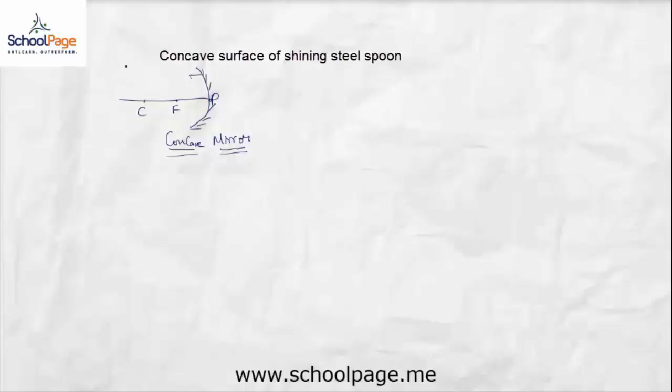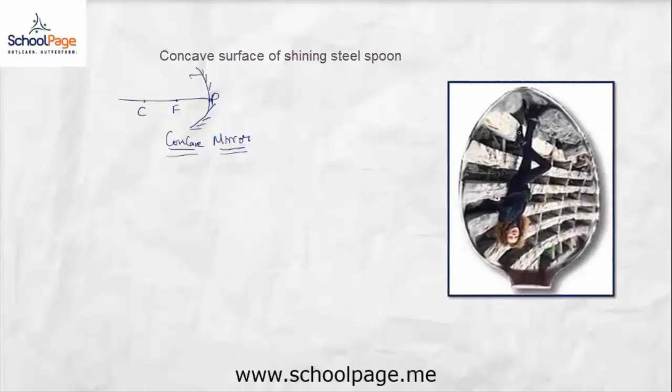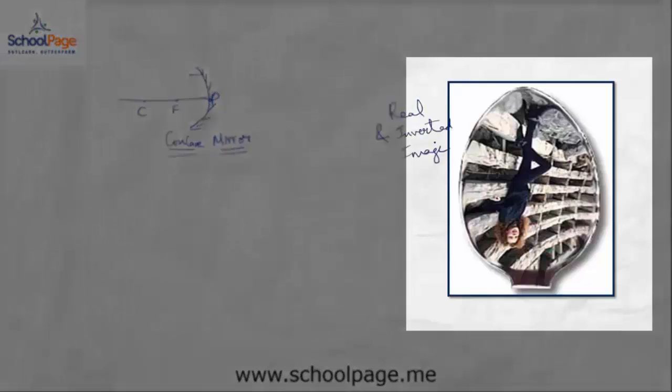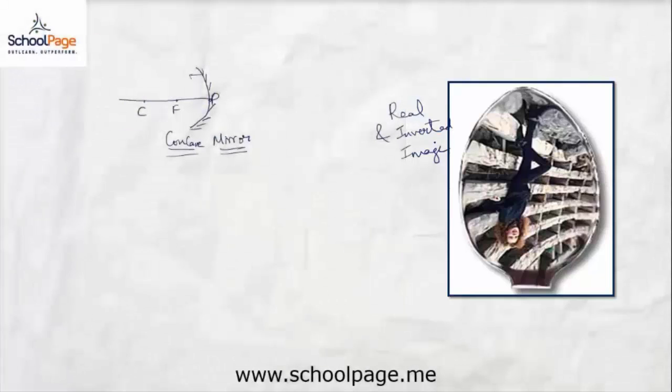So let's look at the picture here. This is the image of the lady formed in a concave surface of the shining steel spoon. So the image formed here is a real and inverted image. Formation of image depends on the position of the object in front of the mirror. Let's find out where the image of the object is formed when the object is placed at infinity.